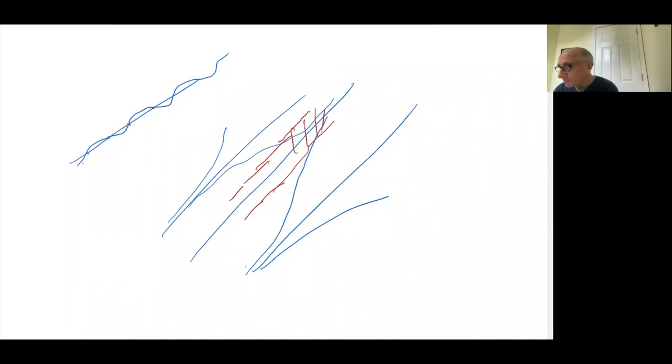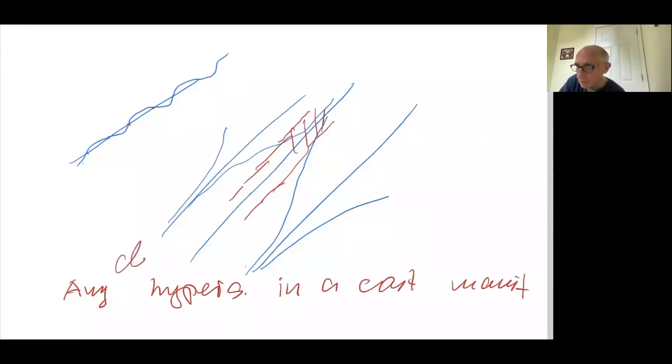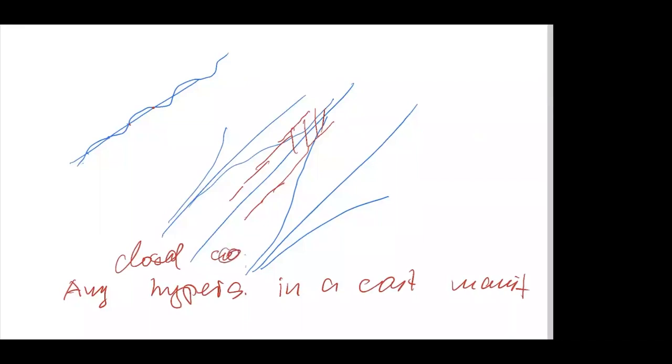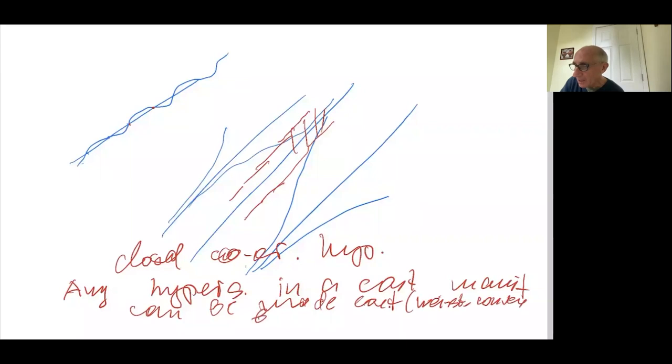And what Hong de Huang proved is that any hypersurface in a contact manifold, any closed, maybe co-orientable, any closed co-orientable hypersurface can be made contact convex, and even Weinstein convex in a stronger sense, by a C0 isotopy. So you can C0 approximate it by a convex domain.